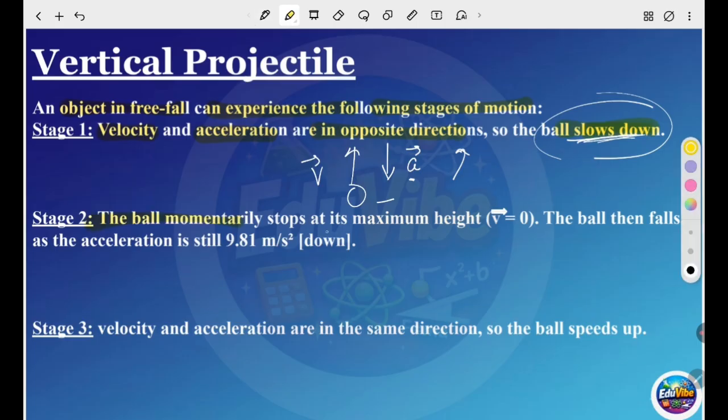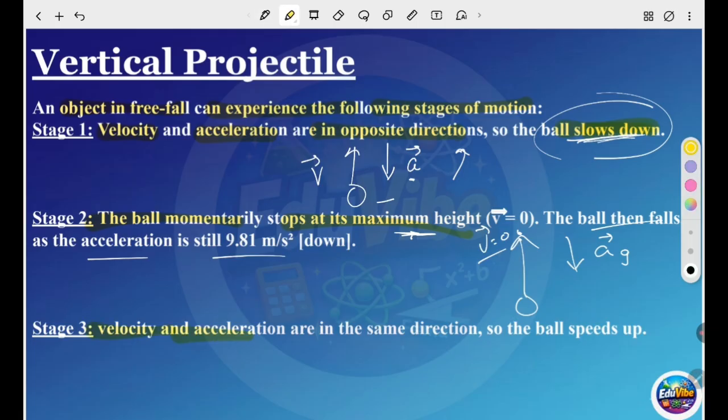Next, the ball momentarily stops at its maximum height. If we throw a ball into the air, at some maximum height the ball stops, where our velocity comes to zero. The ball then falls, as the acceleration is still 9.81 meters per second squared downward, and this acceleration due to gravity returns the ball to the ground.